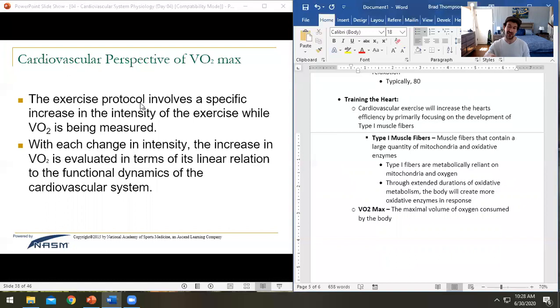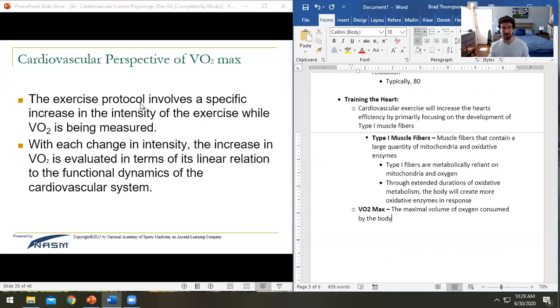If you have a capacity to consume more oxygen than you did in the past, you are now better at producing ATP. Your muscles are more metabolically hungry. You are having a greater output of energy. And so VO2 max is a great way to measure how fit somebody is.